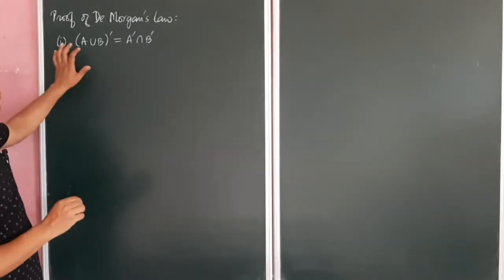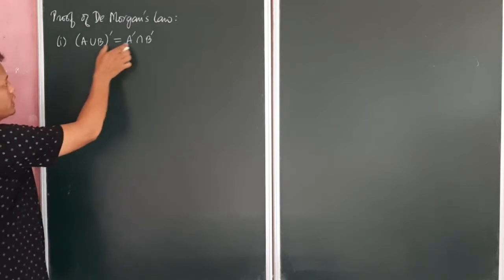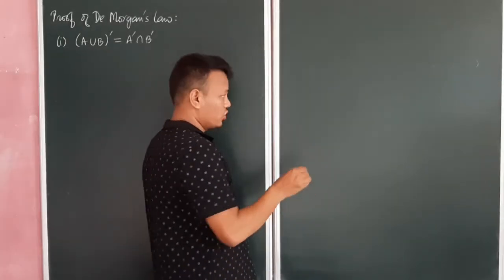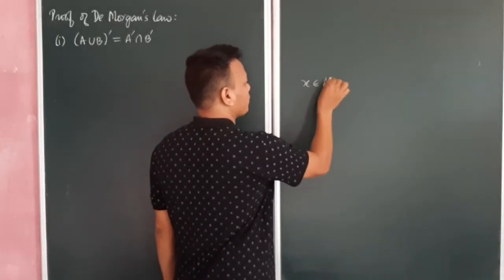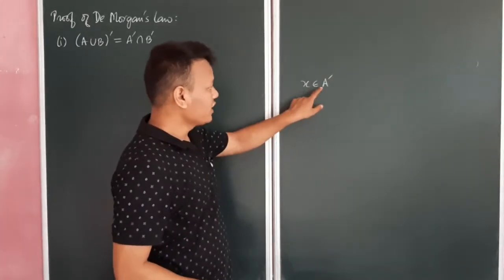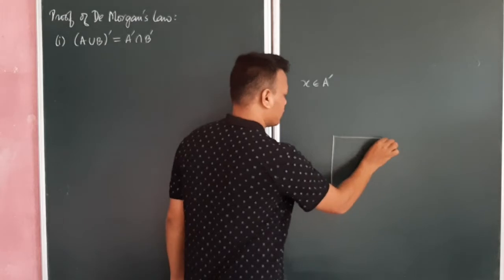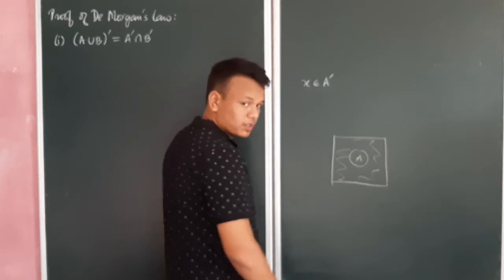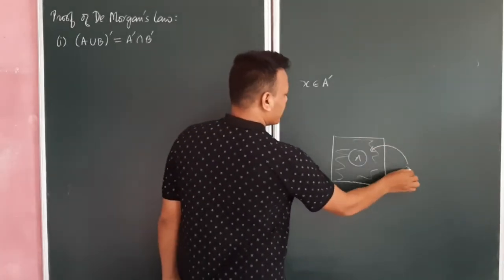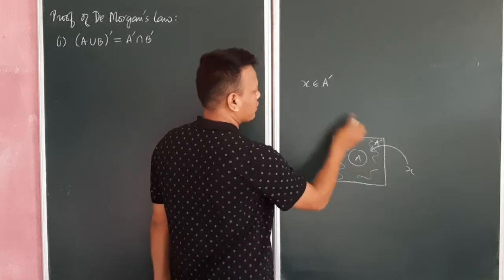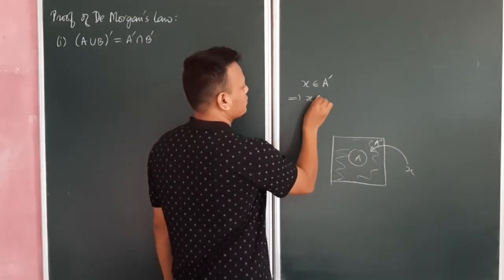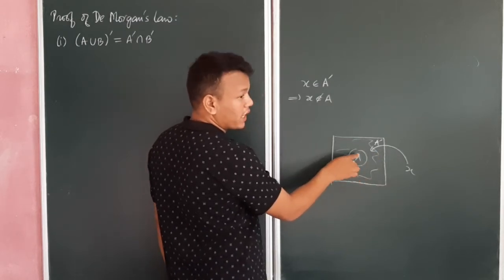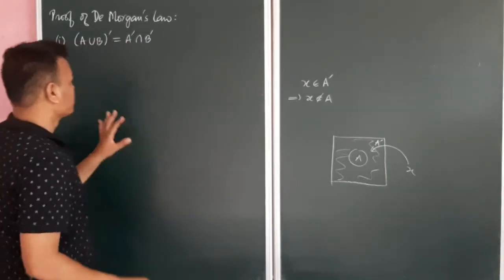Now let's take the proof of the first De Morgan's law. Again, this is one of the sets and this is one of the sets. Since we are dealing with complementation, we need to understand this. If this is my A, then A dash will be this, isn't it? So if you choose any x from A dash, what's the meaning of this? If x belongs to A dash, this means that x does not belong to A. See, x is coming from this, no? So x does not belong to A. So that's the meaning of this. You need to understand this.